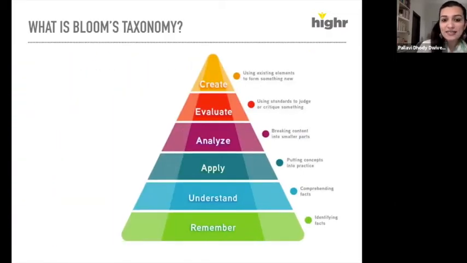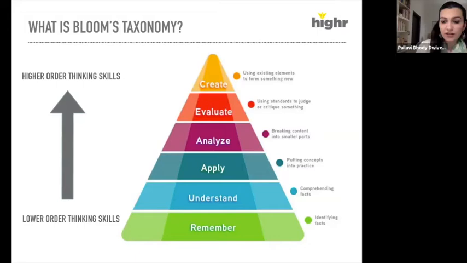So what exactly is Bloom's taxonomy? As you can see on the screen, this is the classification that Bloom's taxonomy, or taxonomy is essentially just a fancy word for structure. So Bloom's taxonomy structures students' learning skills into these different bands, so to speak, moving from lower order thinking skills upwards to higher order thinking skills.